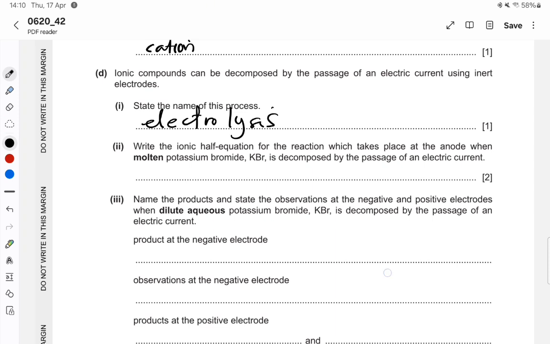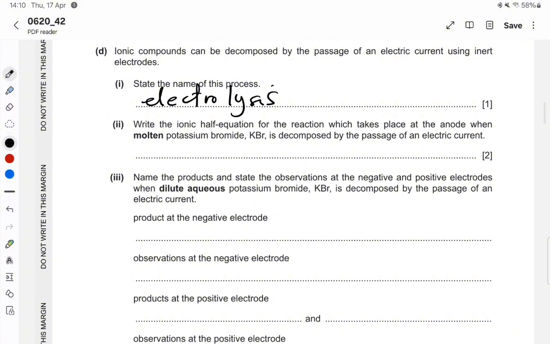Okay, be careful when they ask for definition, especially for electrolysis. You must say molten or aqueous. Now, going on, write the ionic half equation for the reaction which takes place at the anode.